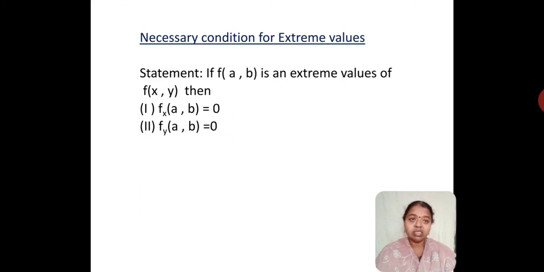Now let's see the necessary condition for extreme values. The statement is: if f(a, b) is an extreme value of f(x, y), then the conditions that need to be satisfied are fx(a, b) equals 0 and fy(a, b) equals 0. When I say fx(a, b) equals 0, this is nothing but the partial differentiation of f with respect to x. And fy(a, b) equals 0 is the partial differentiation of f with respect to y, which means dou f by dou x should be equal to 0 and dou f by dou y should be equal to 0.